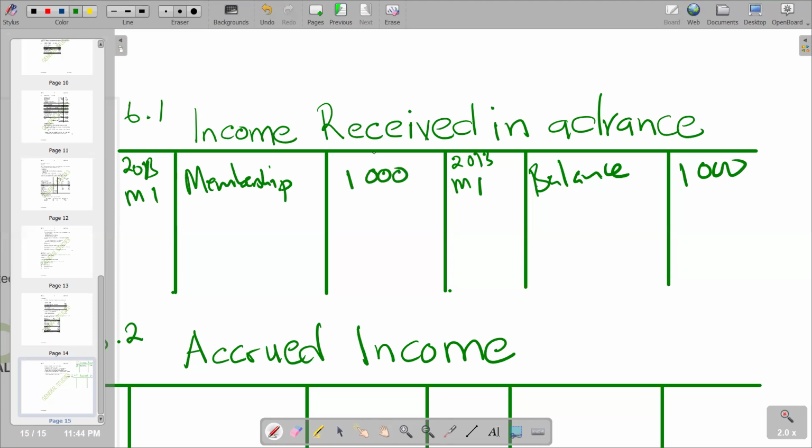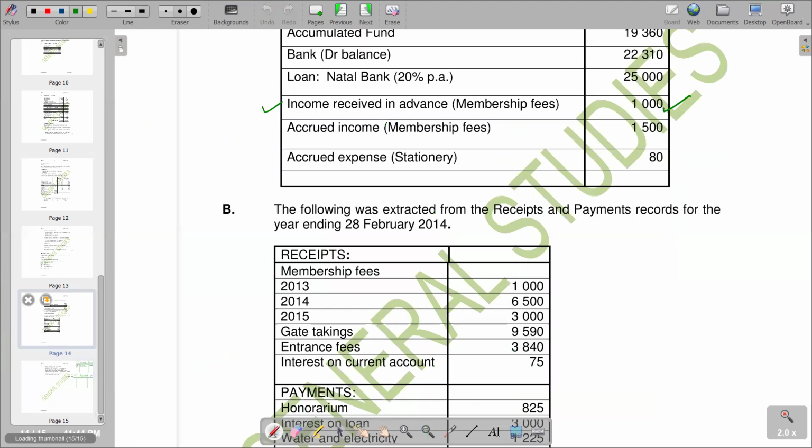Then we check now if you have got any membership fees that has been received in advance. So we can only be able to see it in the receipts and payments account. If you come here, you'd see that these are the membership fees that has been received for this period. But you'd see that you've got membership fees for 2015 that has been received. So it means this 3,000 is in advance.